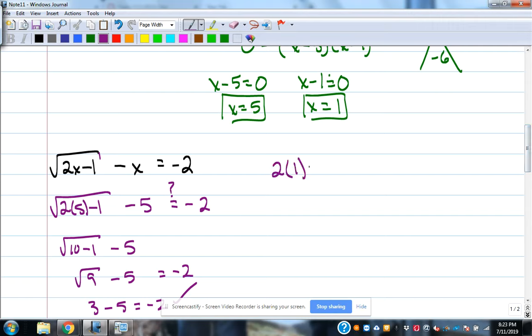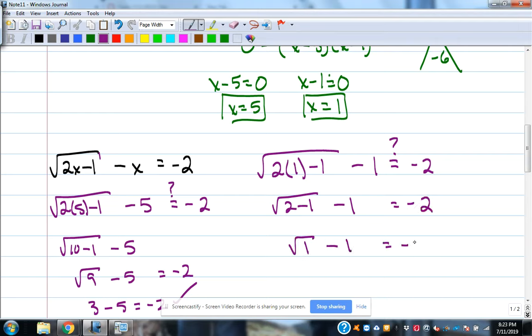Let's do the same thing here with the positive 1. 2 times 1 minus 1 under the square root, minus 1. Does that equal -2? That's what we're checking. So that's going to be the square root of 2 minus 1, so that's going to be square root of 1 minus 1. Square root of 1 is 1. 1 minus 1 is 0. That does not equal -2. So x equals 1 is an extraneous solution. So the only solution we have for this problem is x equals 5.